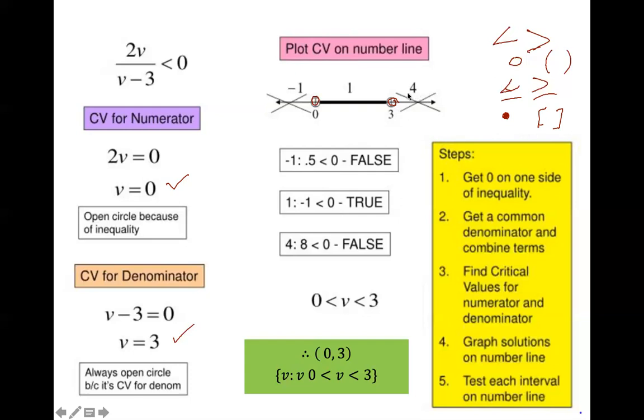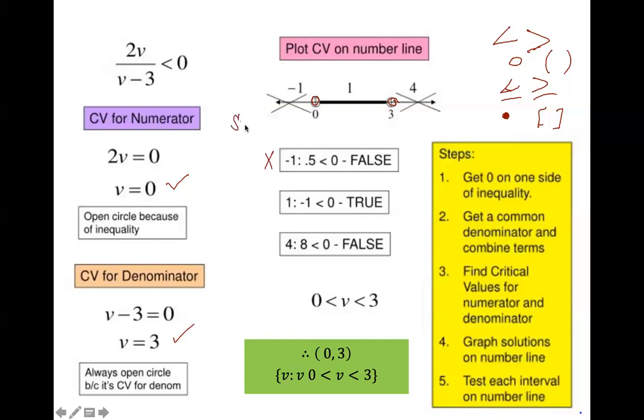Your test value, all you have to do is substitute the test value in your inequality. So 2 times -1 over -1 minus 3. That is positive 1/2. Is positive 1/2 less than 0? Is it a true inequality? It's not a true inequality, so it's not part of the solution set.